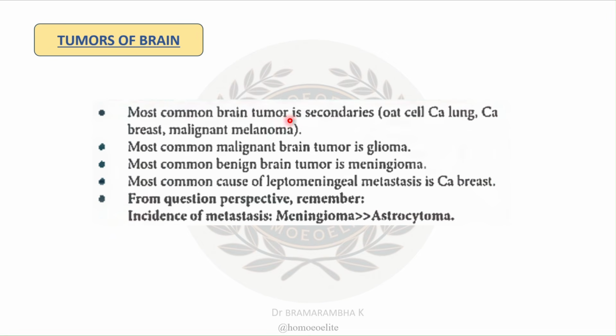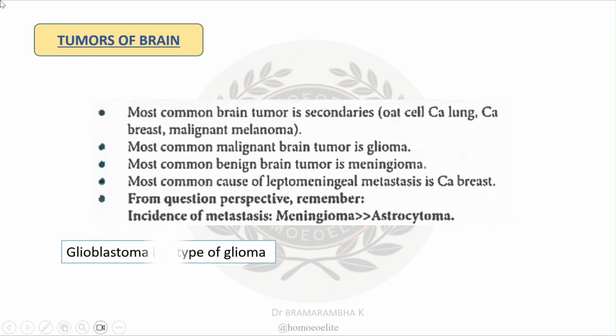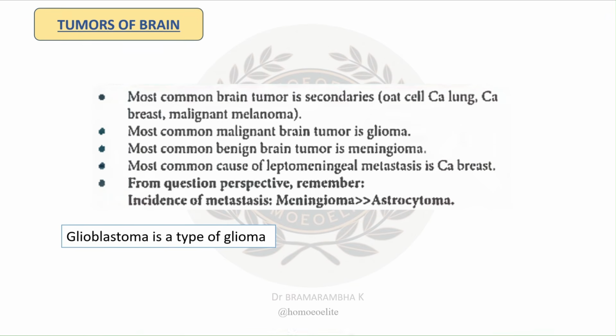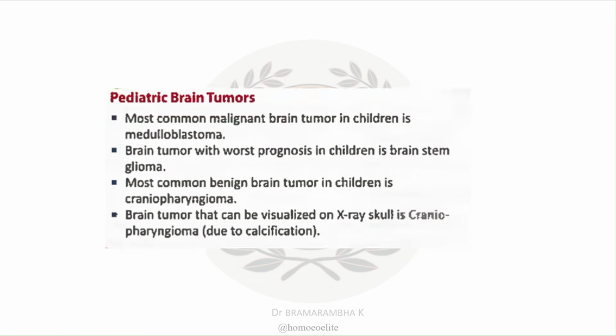So the most common brain tumor is secondaries. Primaries include small cell cancer of lung, cancer of breast, malignant melanoma. The most common malignant brain tumor is glioma. The most common benign brain tumor is meningioma. So malignant is glioma, benign is meningioma. The cause of leptomeningeal metastasis is CA of breast. From the question perspective, remember that the incidence of metastasis is more in meningioma when compared to astrocytoma. Glioblastoma is a type of glioma.